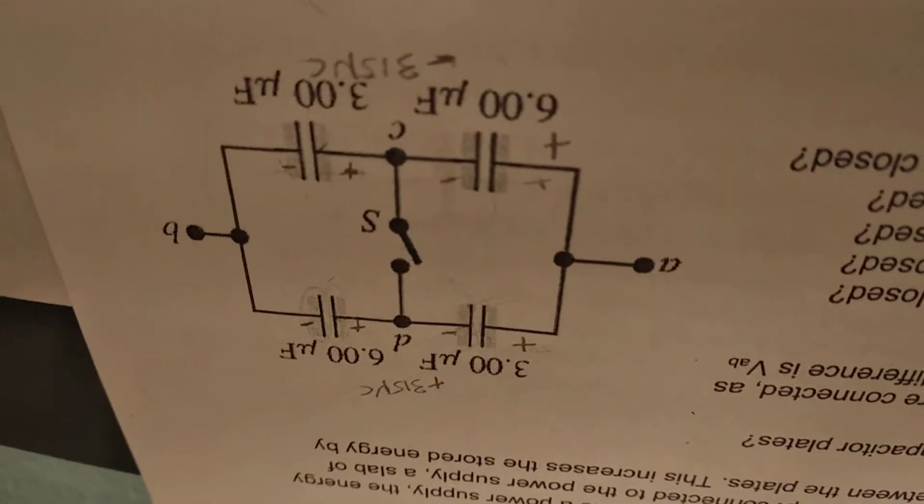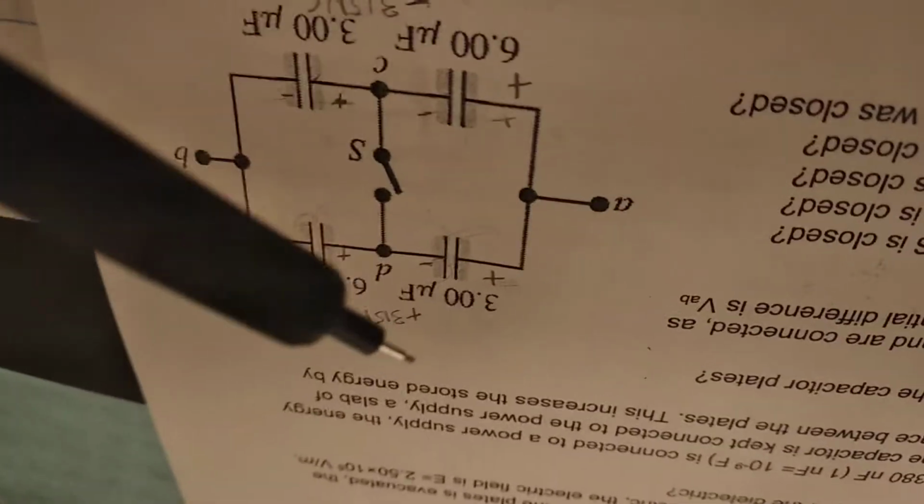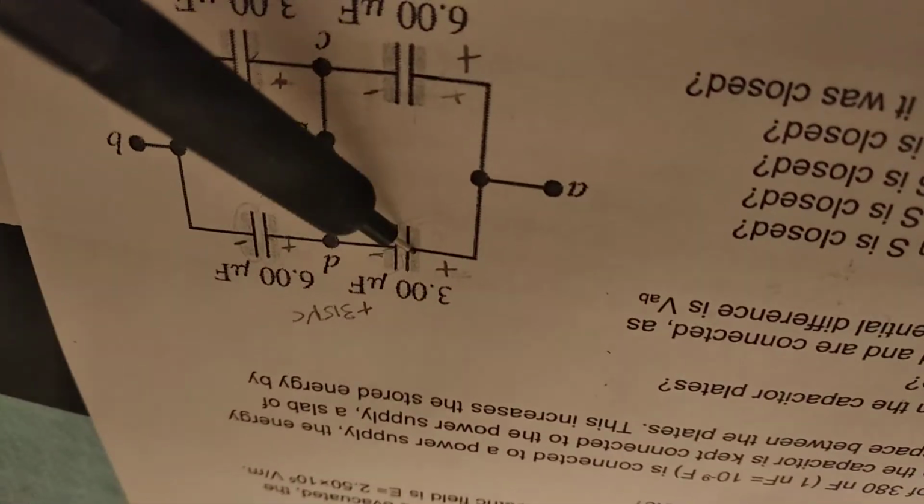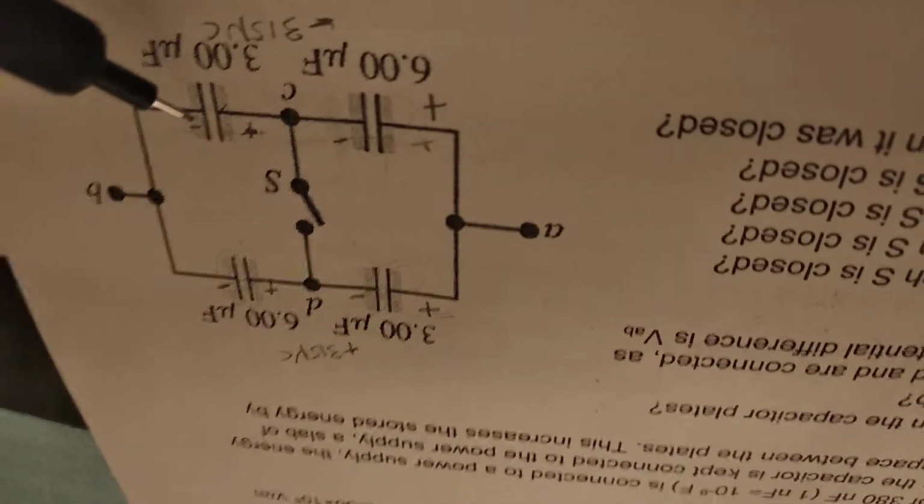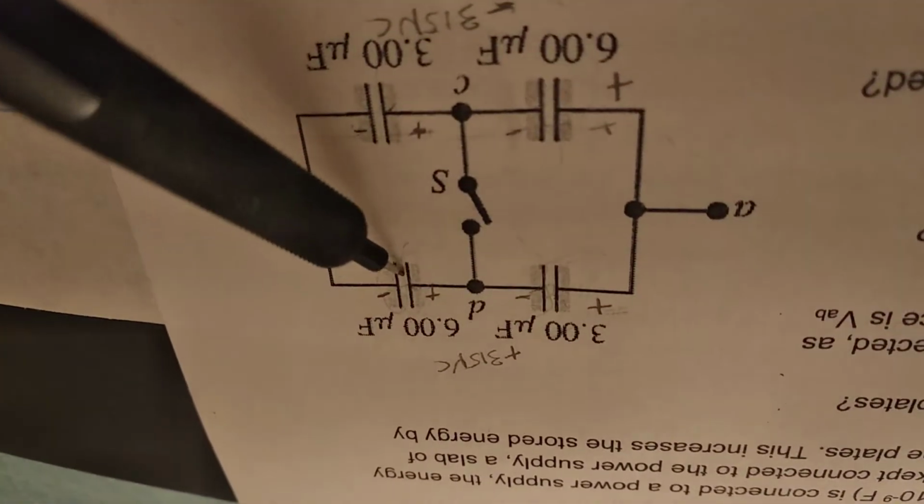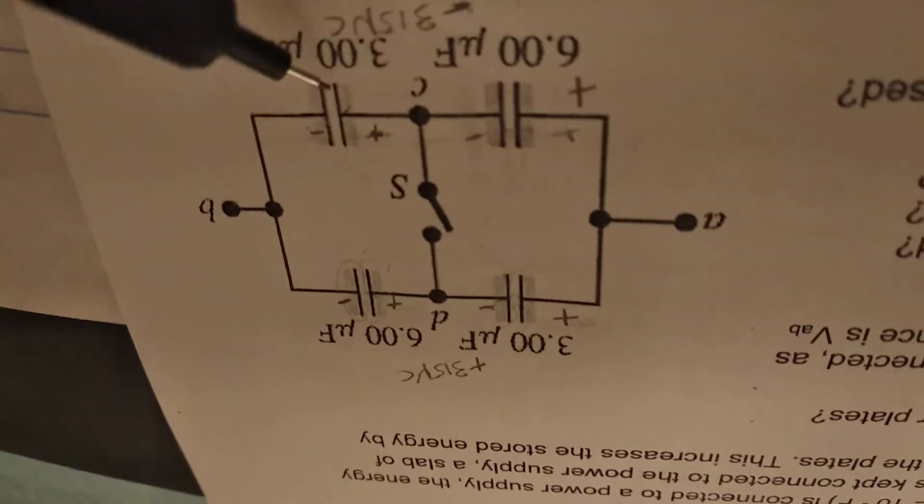What happens when we flip the switch? Well, first of all, what is the change in voltage across all of these capacitors? 105 volts here, 105 volts here, 105 volts here, 105 volts here. So what about the net charge on all of this conductive surface and all of that conductive surface?